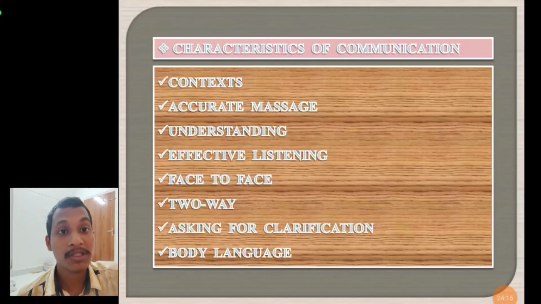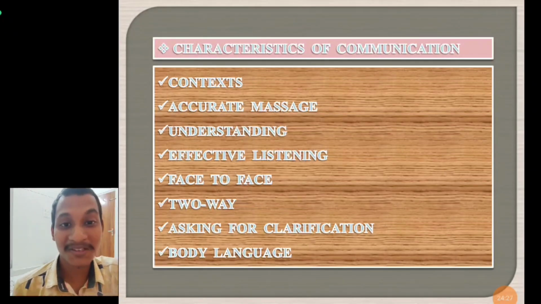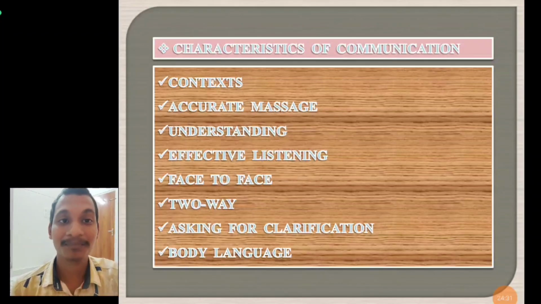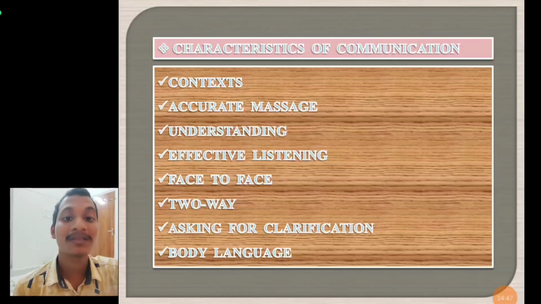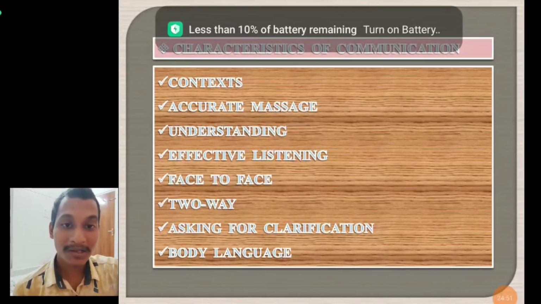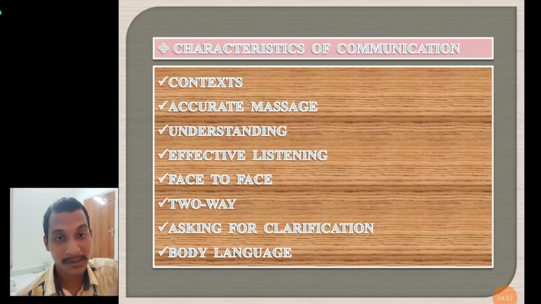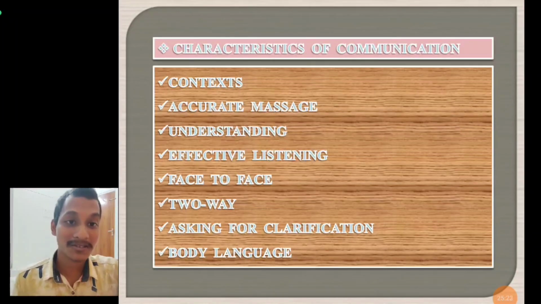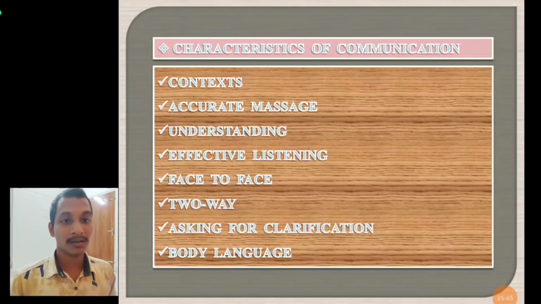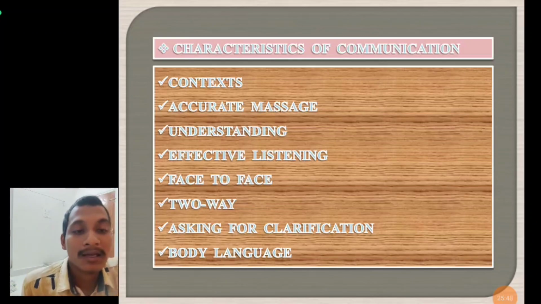What are the major characteristics of communication? At first I share context. Context means the relevant things in communication. Whatever we try to say, there is always something relevant. Then the accurate message, understanding. If someone is trying to tell me something and I know that language, I obviously understand this. Effective listening. Effective listening means if I know the language, I easily take what he wants to say to me, and it's a two-way communication process. And asking for clarification, and body language.